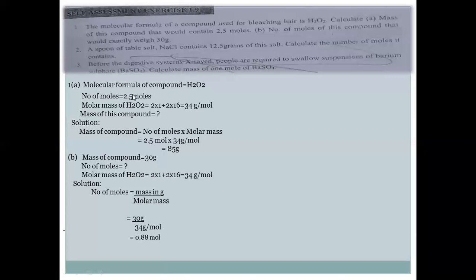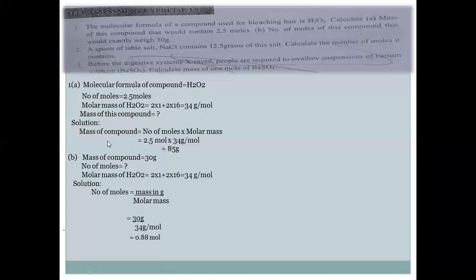Okay, so let's do the first part. The molecular formula of the compound hydrogen peroxide is H2O2. Given moles are 2.5 moles. The molar mass of hydrogen peroxide is 2 multiplied by 1 plus 2 multiplied by 16, which is 34 grams per mole, and you have to find out the mass of this compound. So for the mass of the compound, we have the formula: number of moles multiplied by molar mass.